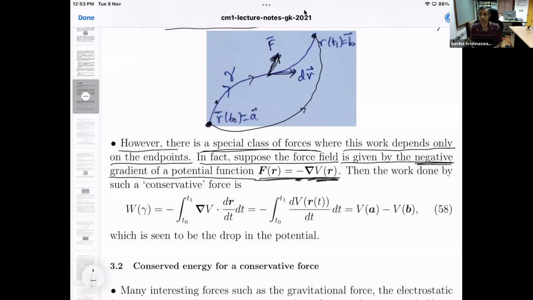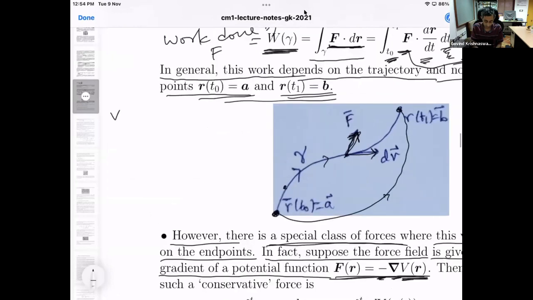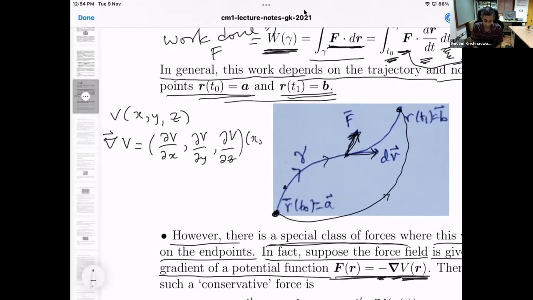Okay, so given a function V of r, you take its gradient. Let me remind you what the gradient is. If you have a function V of x, y, z, then the gradient of V is a vector field whose components are given by the partial derivative with respect to x, comma, partial derivative with respect to y, comma, partial derivative with respect to z. And all of this depends on the location at which you took the derivative. So this is a vector field.